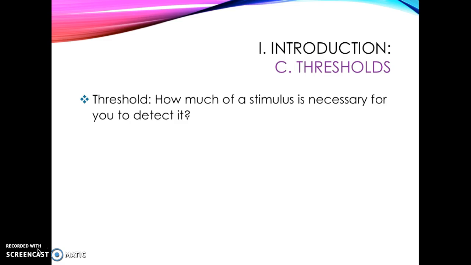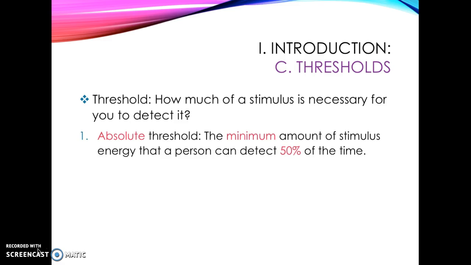So looking at a threshold, we have a threshold for our ability to sense something. So how much of a stimulus is necessary before we're able to detect it? One type of threshold is called an absolute threshold. This is the minimum amount of a stimulus that is needed for a person to detect it 50% of the time. So if you have your ringer turned down so quietly on your phone that you can only detect it 50% of the time, that would be the absolute threshold for that sound.